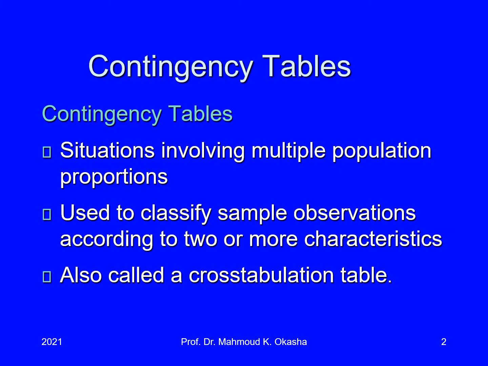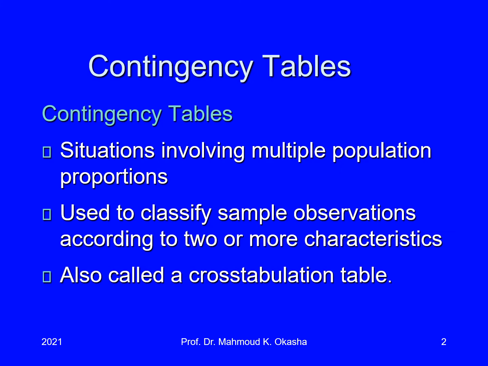So what is a contingency table? It is situations involving multiple population proportions or frequencies, two or dual population frequencies or population variables or phenomena. So we use it to classify sample observations according to two or more characteristics. We concentrate usually on two characteristics. Also called the cross-tabulation tables.